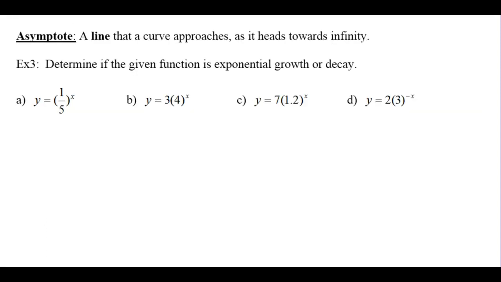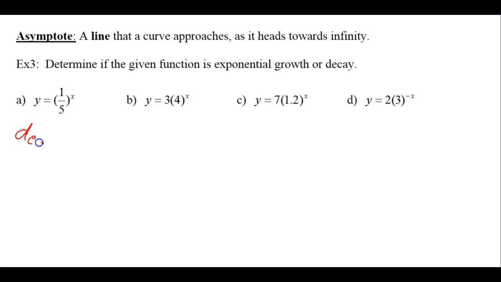So on the back side, we learned about the asymptote. It is a line that the curve approaches. Now, for each of these, all I want you to say is it a growth or is it a decay? Okay? You can use your calculator. So go through and answer A, B, C, D. Is it a growth or is it a decay? Okay, A, growth or decay?